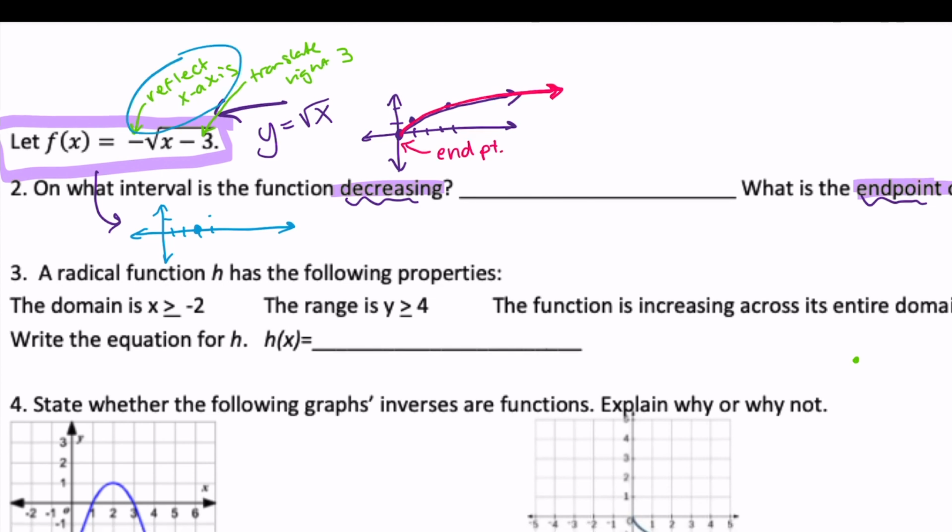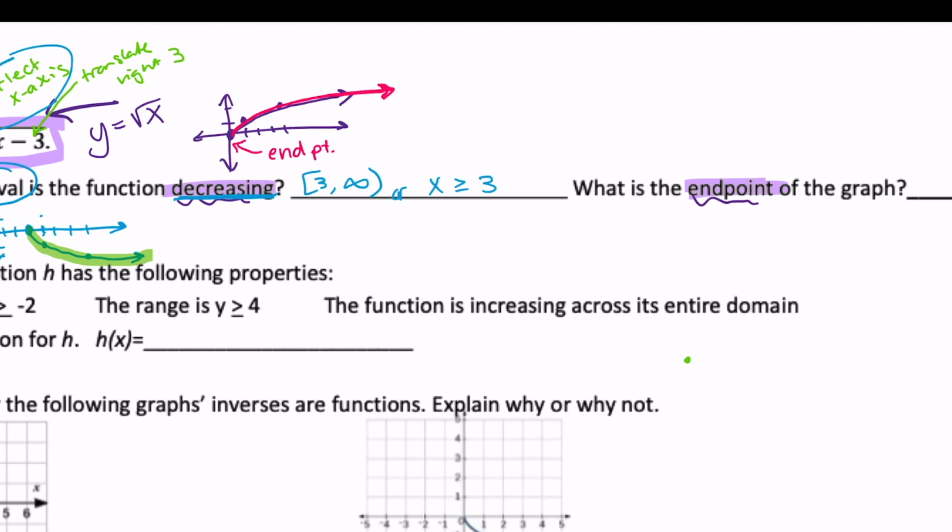So instead of going over 1, up 1, I'm going to go over 1, down 1, back to my endpoint, over 1, 2, 3, 4, and down 2. As I draw this sketch in, I can see that it is decreasing across the entire domain. So when I need to give the interval it's decreasing on, I give it like I give the domain. It starts decreasing from 3 to infinity. Or I could say everywhere x is greater than or equal to 3, my graph is decreasing.